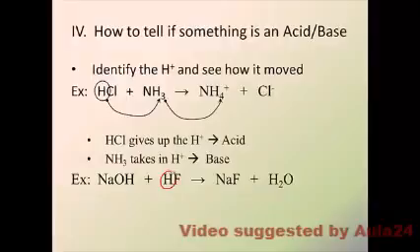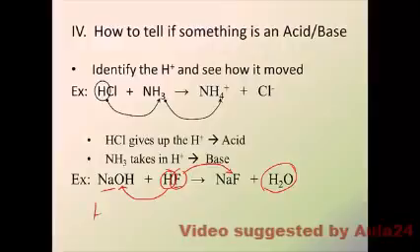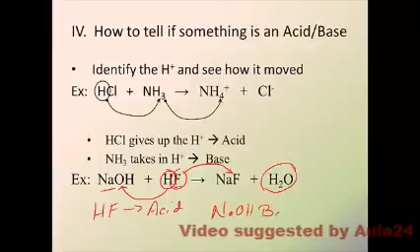Well, let's look at this guy. If this is going to happen, this H is going to come over here. Well, I have an H, I have an OH. What are the H and the OH going to do? The H and the OH are going to form water right here, leaving the Na to bond with the F. And I can see that the F lost a hydrogen. So if the F lost a hydrogen, that means HF must be my acid and NaOH must be my base.